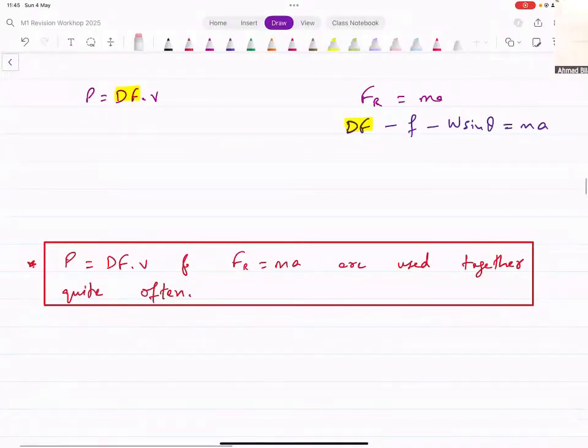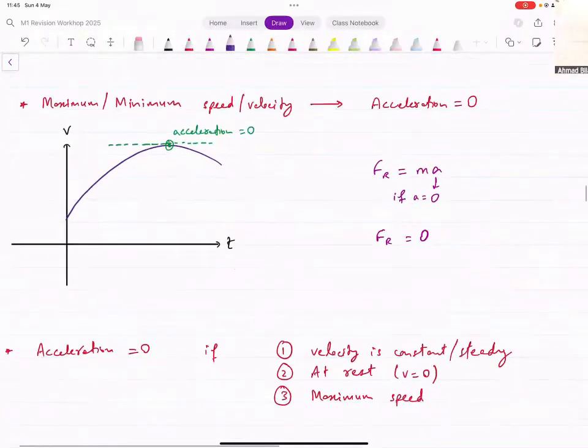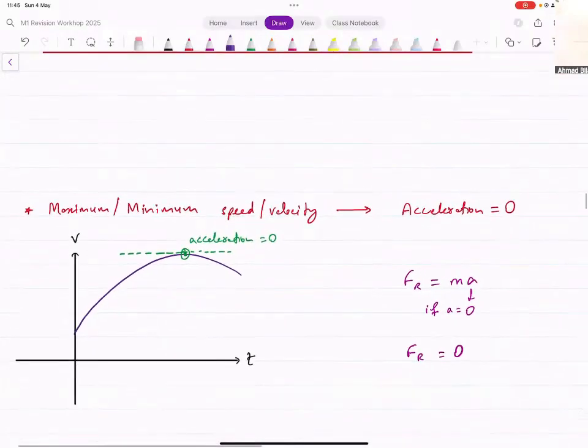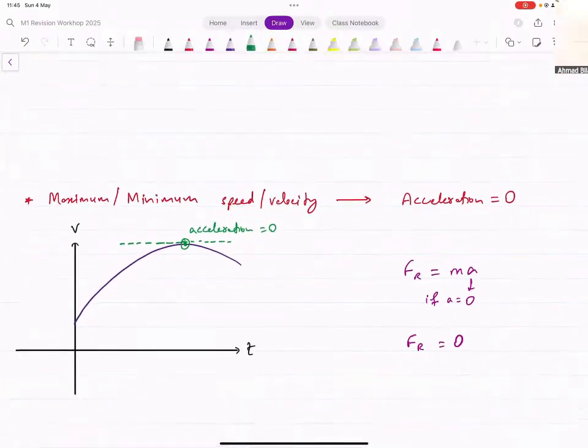Okay, let's move on. Now, in some questions, you will see they will tell you that the acceleration at a particular point is maximum or minimum.